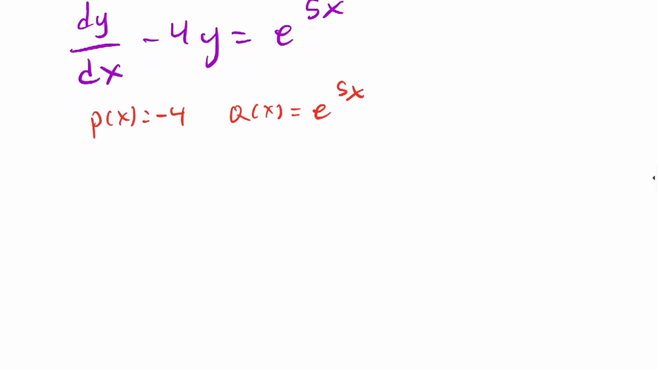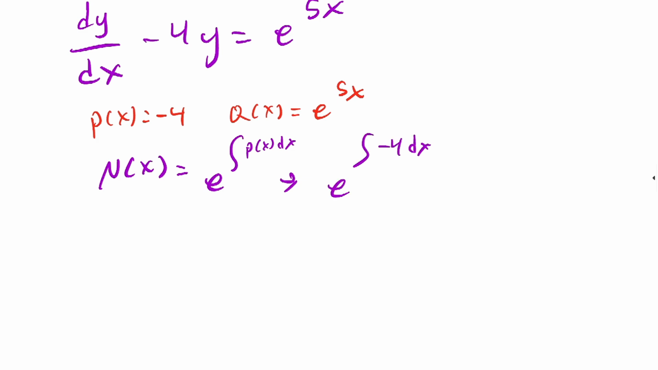And like we said earlier, we're going to use the integrating factor. So remember, mu of x is just e to the integral of p of x dx. And so in this case, it's e to the integral of negative 4 dx. And this is really just e to the negative 4x. And we're not going to think about the plus c right now. It's going to come back later.